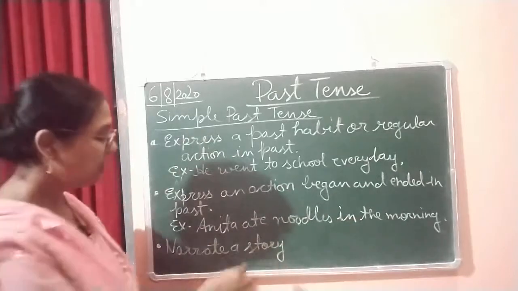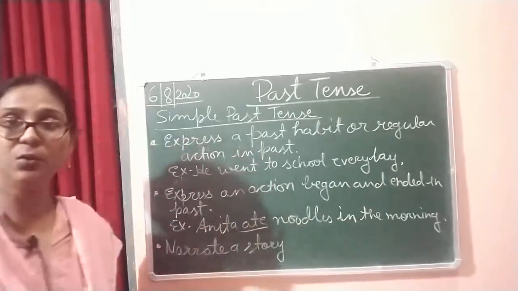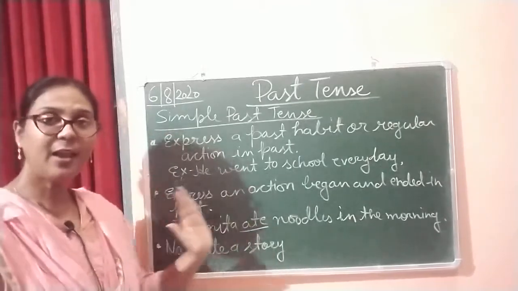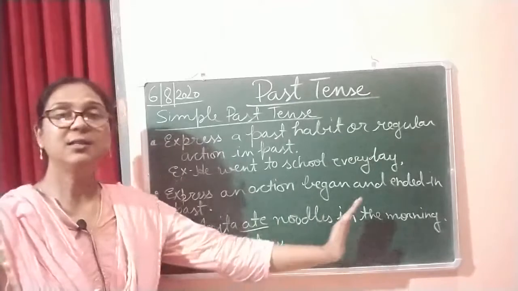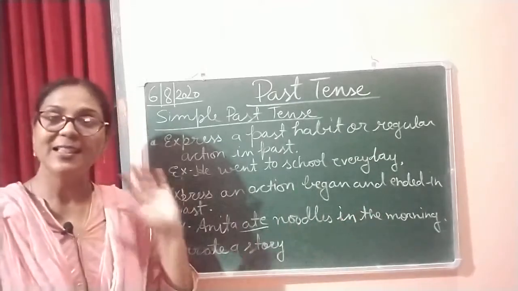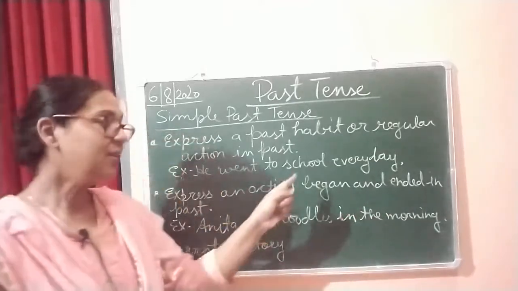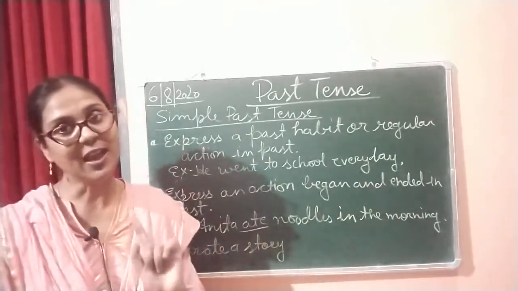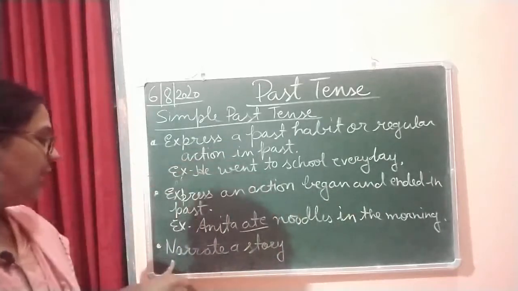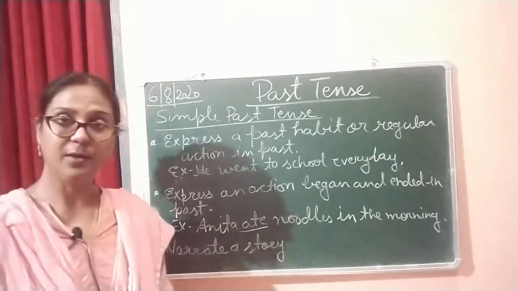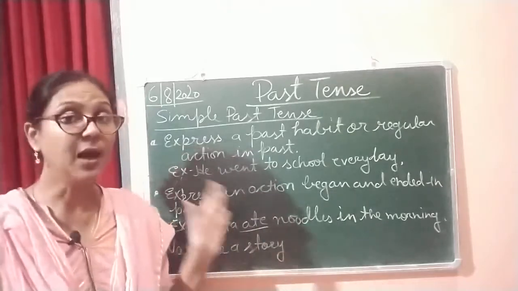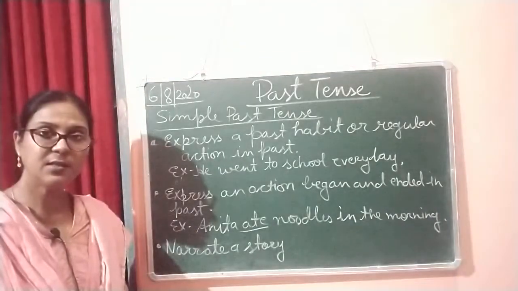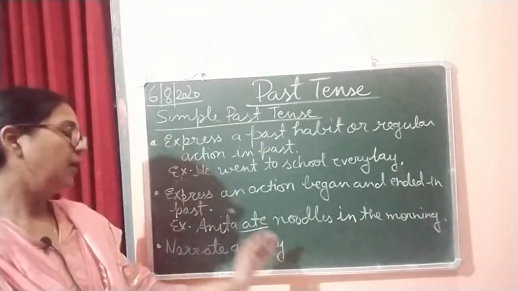Anita ate. Here you can see ate. I have used over here the second form of the verb. So Anita ate noodles in the morning. The action began in the past and it ended in the past. So this we have to remember always. Now we are moving to the third point. Narrate a story. Past tense is used to narrate a story.